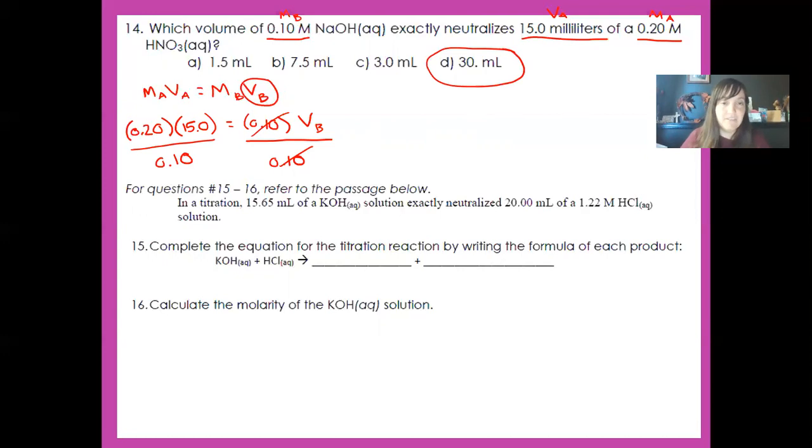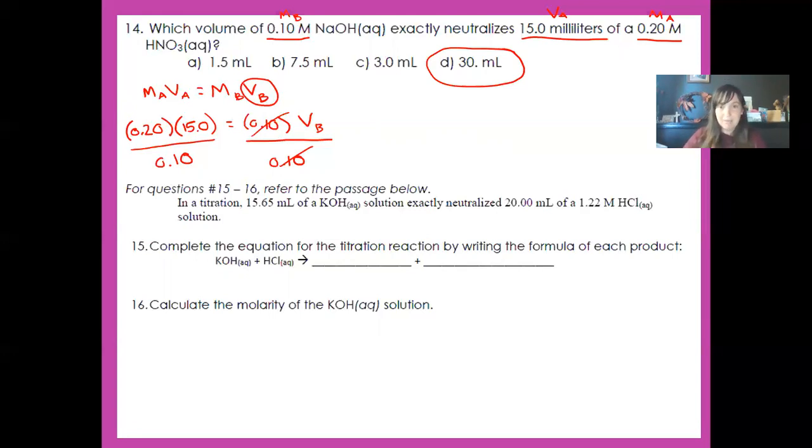Okay, for questions 15 to 16, refer to the passage below. In a titration, 15.65 milliliters of a potassium hydroxide solution exactly neutralized 20 milliliters of a 1.22 molar hydrochloric acid solution. 15. Complete the equation for the titration reaction by writing the formula of each product.